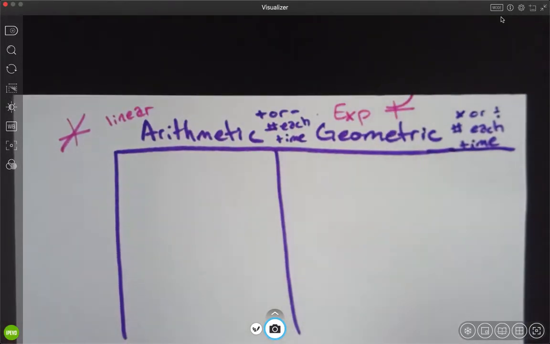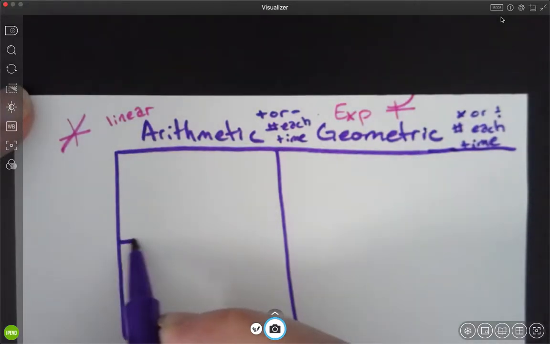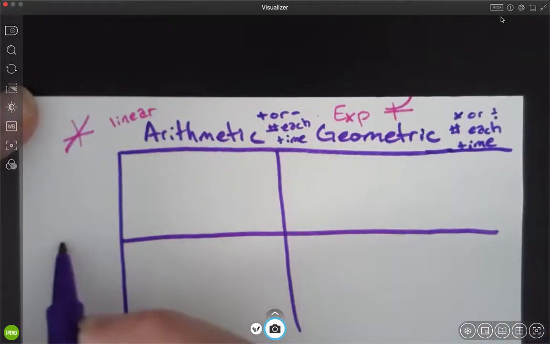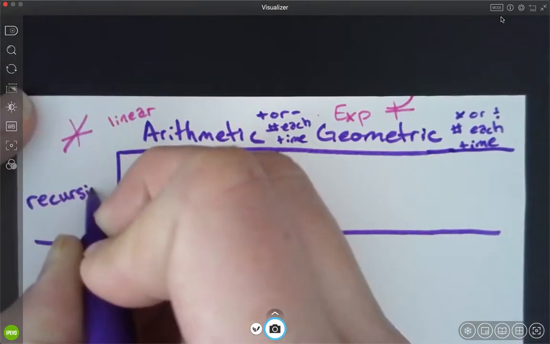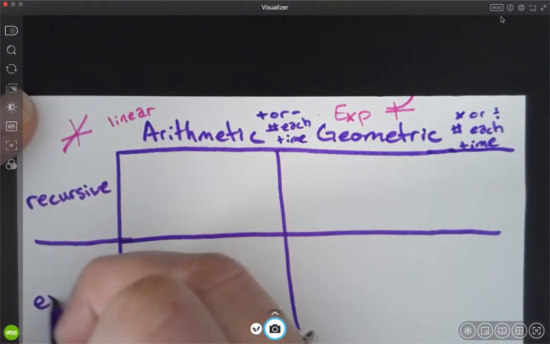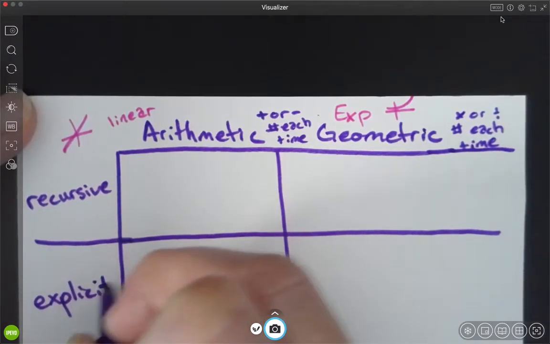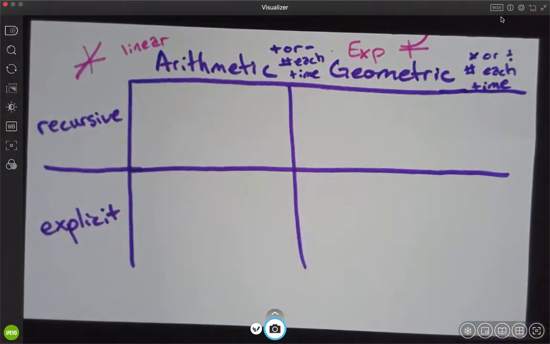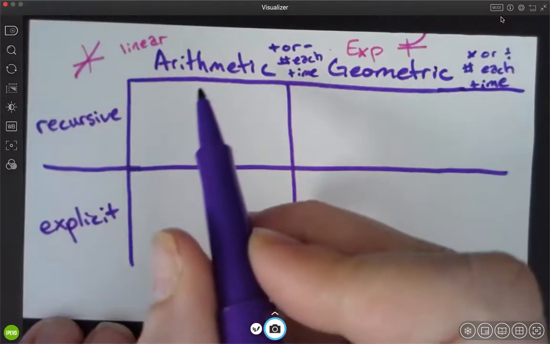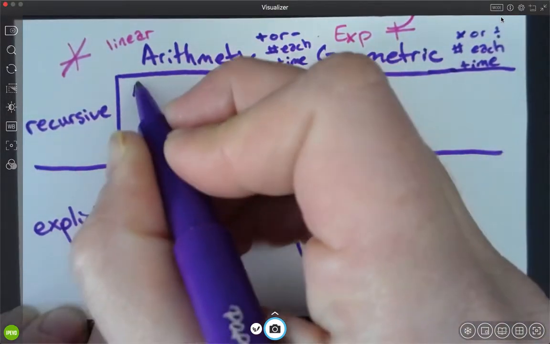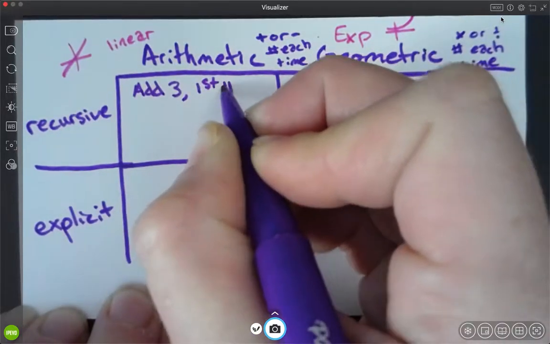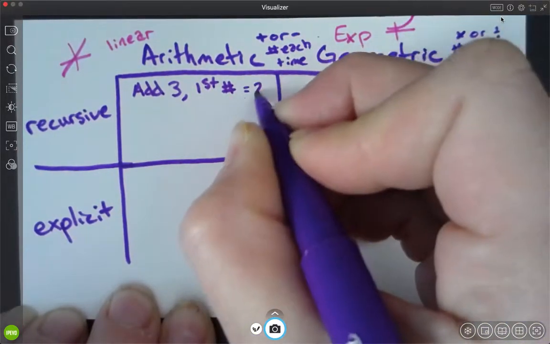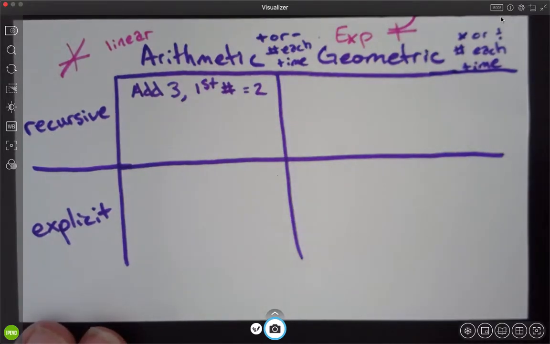If we're writing an equation for an arithmetic sequence, there are two different ways of writing it. You can write the recursive formula, and you can write the explicit formula. Recursive and explicit. So given the scenario for arithmetic, let's say that I am trying to add 3 each time, and my first number is 2.